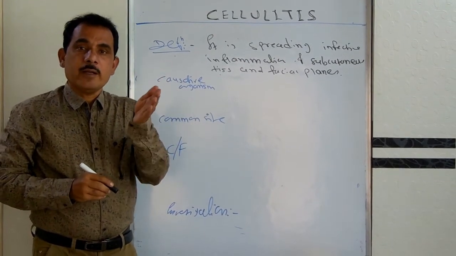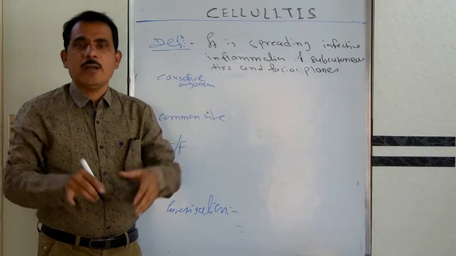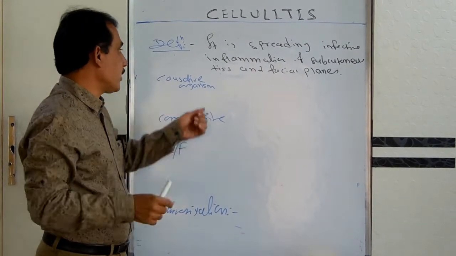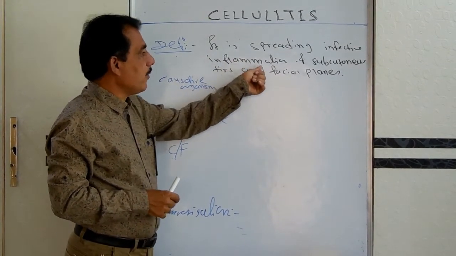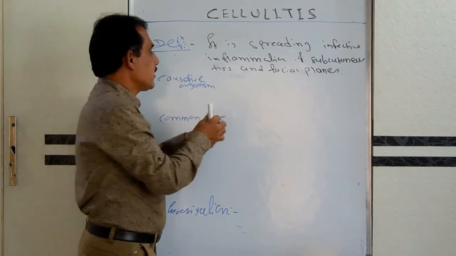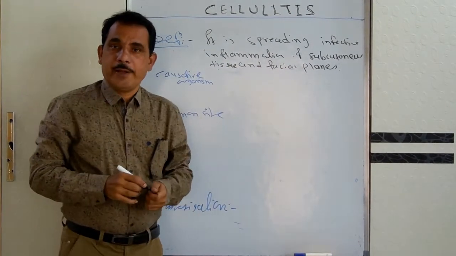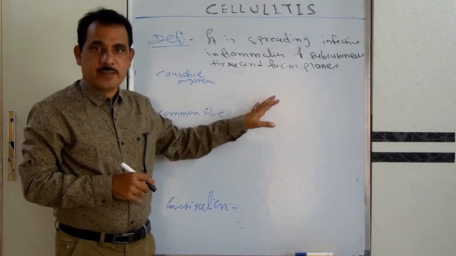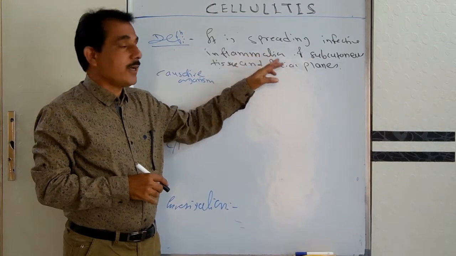Means it starts from a small area and it involves the nearer tissue and spreads over all the neighboring tissues. So that's why it is a spreading infective inflammation of the subcutaneous tissue and a facial plane. Here it differs from the other lesions. Other lesions may be localized, but it is a spreading one.